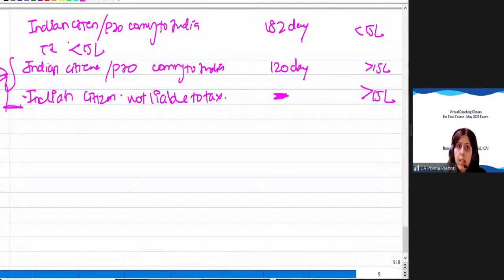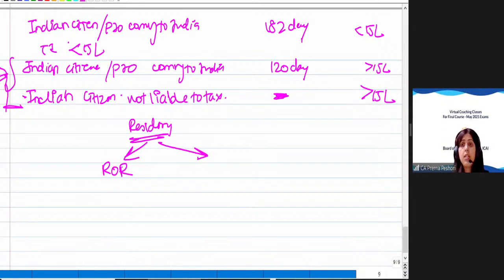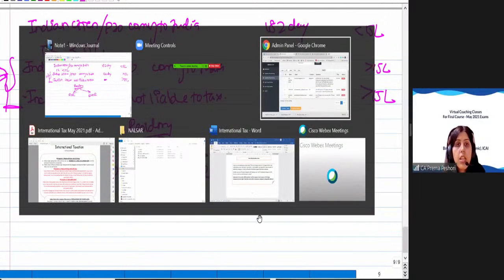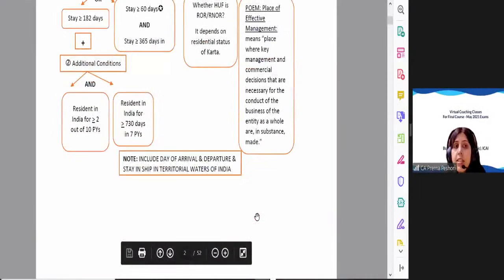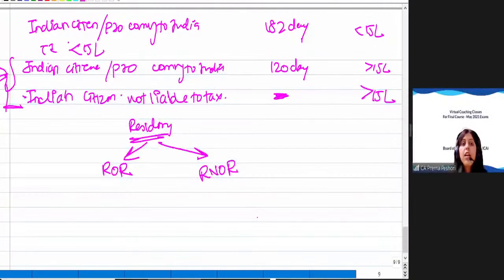Now remember one thing, under residency also there are two kinds of resident: resident and ordinary resident, and resident and not ordinary resident. Correct? Now, what is a resident and ordinary resident, and who is a resident and not ordinary resident? Let's look into it. So, a person, if you see, is considered as resident and ordinary resident if he satisfies two basic conditions.